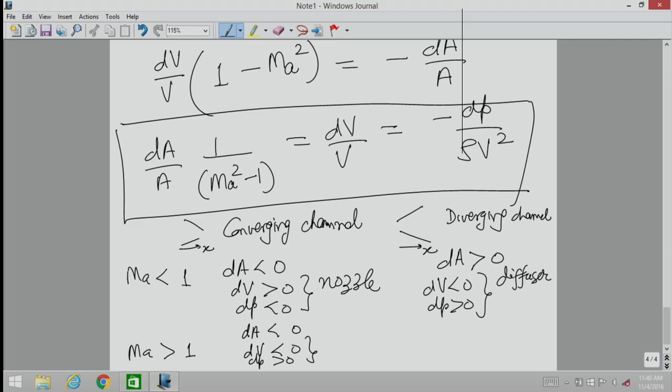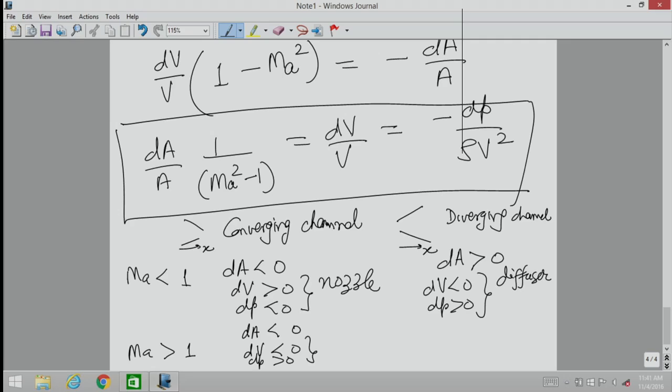that as the flow moves like this, and if Mach number in this case is bigger than 1, then the velocity will reduce as x increases. This is what I mean by writing dV is less than 0. And pressure will increase as x increases. So this is something which we did not expect.